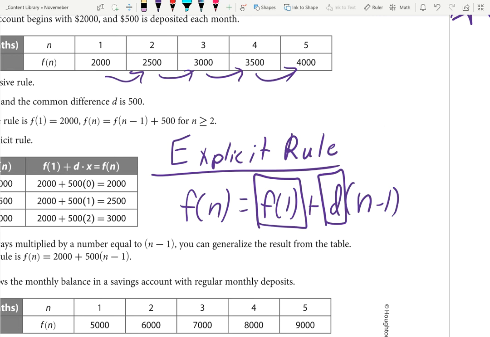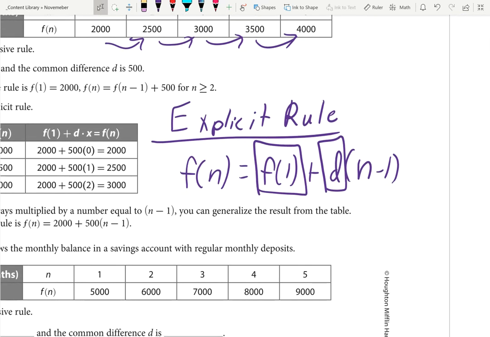So that's how explicit works. But again, we're just going to leave the n there until we're asked to find a specific term. If it ever asks us to find the 12th term, that's when we'll plug in something like 12 for n. But in the meantime, all we're really going to focus on is writing the first term and the common difference.